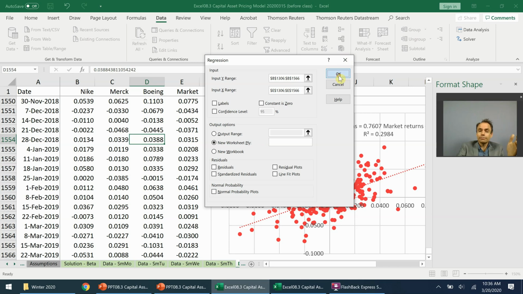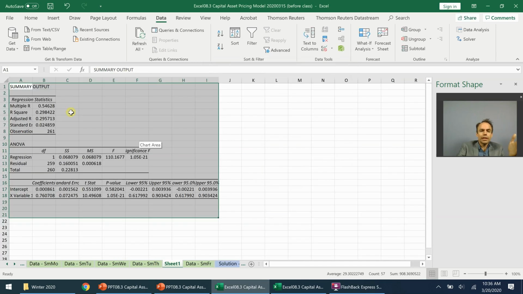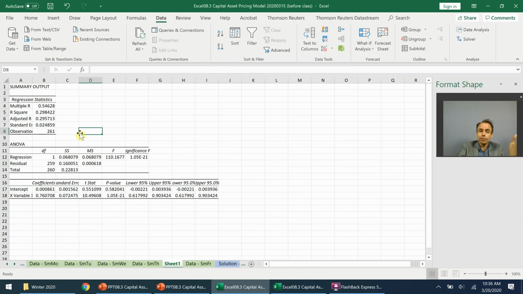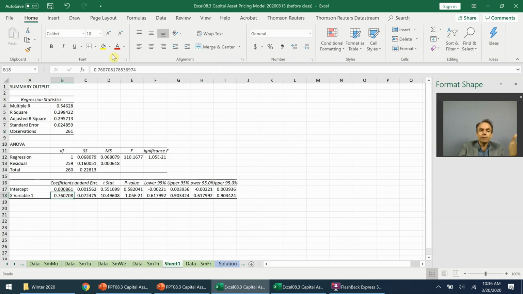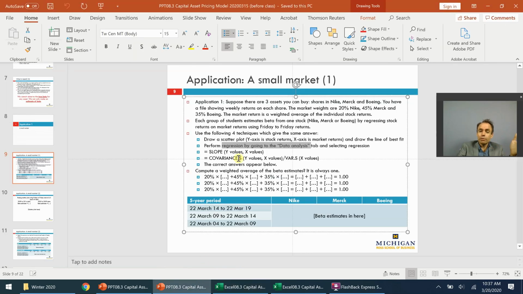If I hit OK, what you can see here is the same information we had in the scatter plot. Let's check. The X variable coefficient is 0.76. The intercept is 0.0009. And the R squared is 0.2984. So we've got the same output that we would have had from regression analysis, but now that output is in a cell, and I could link that cell to some other analysis that I'm doing. Okay, so that's the second way we've estimated beta, by performing regression analysis in the data analysis tab.